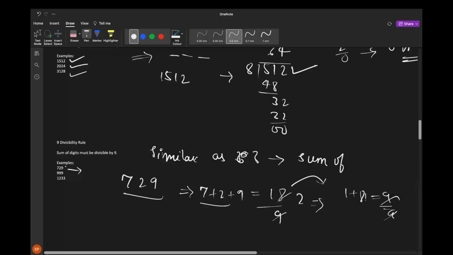So it is divisible by 9. Here also you can do the sum. Here also you can do the sum and check it.